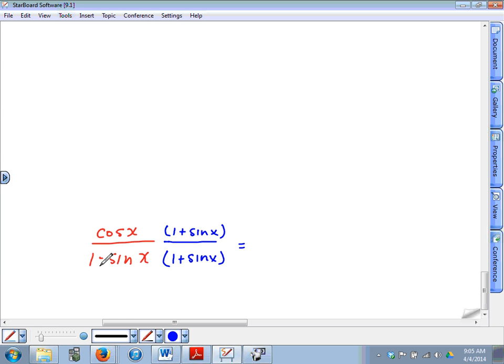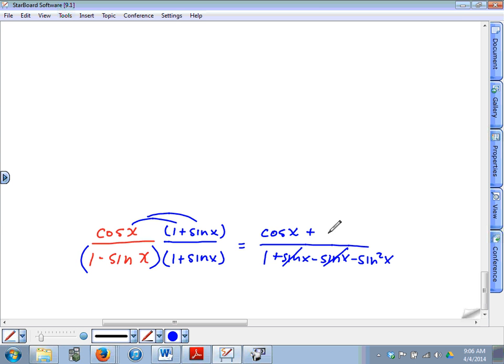So that's the point. If we multiply 1 minus sine by 1 plus sine and FOIL that all out in the denominator, 1 times 1 is 1. We're going to have a plus sine of x, a minus sine of x, and a minus sine squared of x. So you're right, those middle terms cancel each other out. In the top, distribute the cosine. And you have the cosine of x plus cosine of x sine of x.